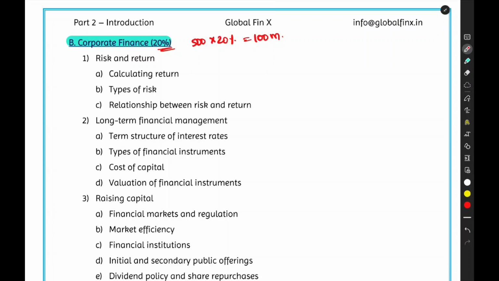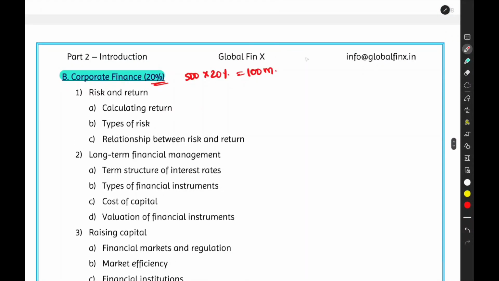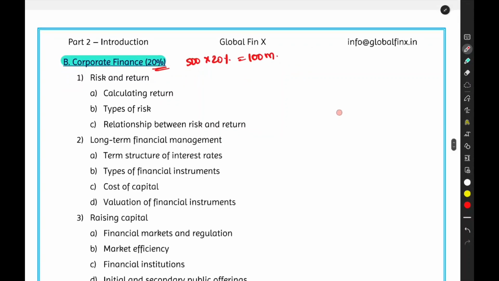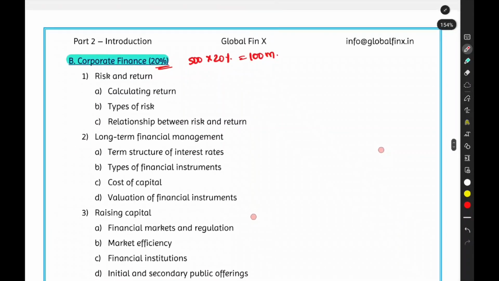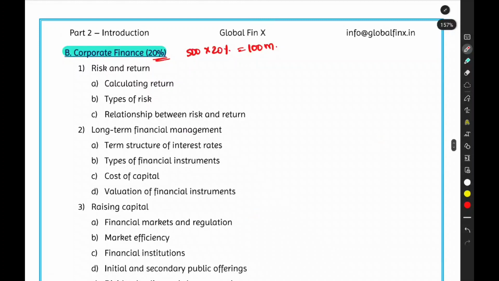First of all, we need to understand something about Section B of Part 2. Section B of Part 2 is similar to Section A of Part 1, where this is one of the largest sections of both the parts. If a student asks me what is the most voluminous section, that would be Section A in Part 1 and Section B in Part 2.